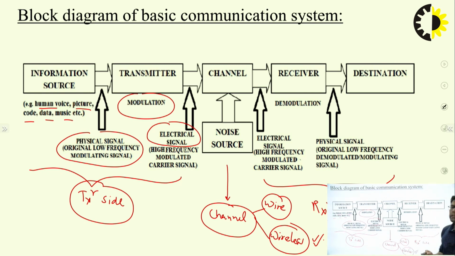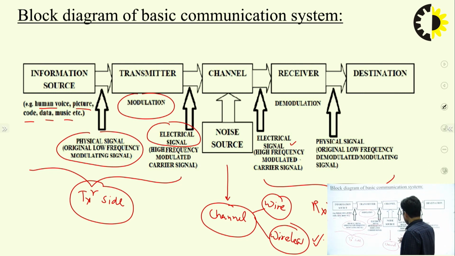At the receiver side, the same antenna can be used, because this antenna also converts the electromagnetic waves into the electrical signal, right? So at the receiver side, the antenna does just the opposite operation which it has done at the transmitter side.